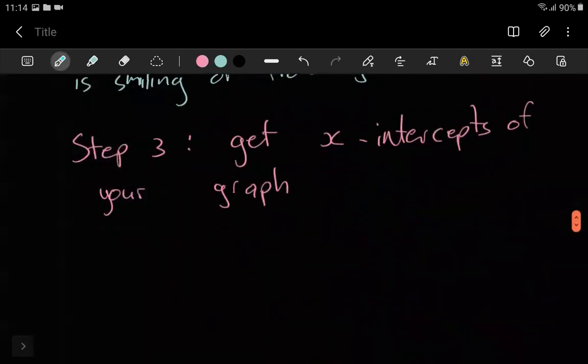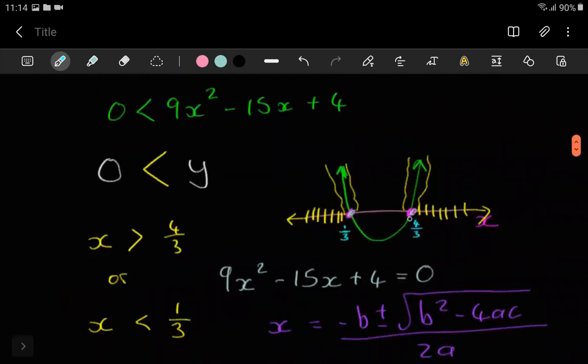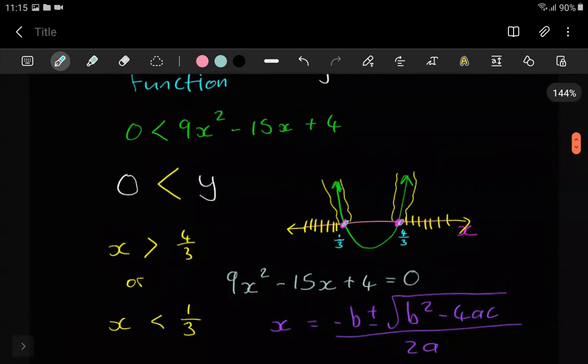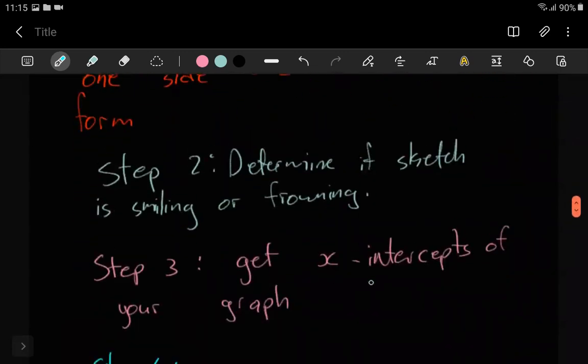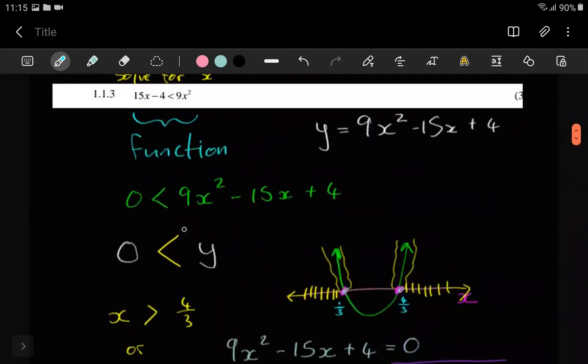And then step 4. Once you get your x-intercept number 1 and x-intercept number 2, you put them on the sketch. Step number 3, get x-intercepts of your graph, and then step number 4, you basically can now answer your question properly.